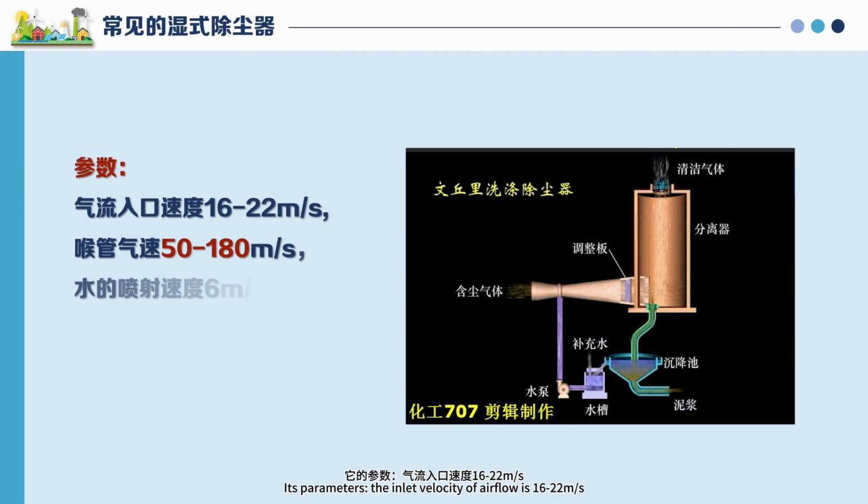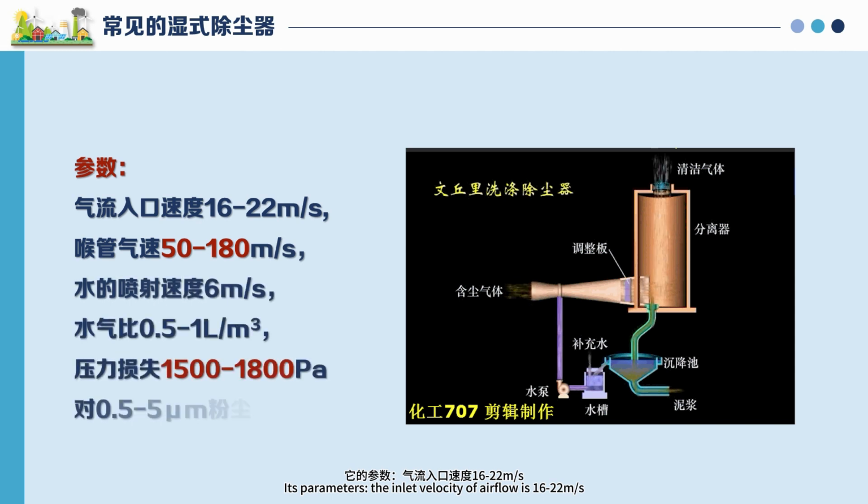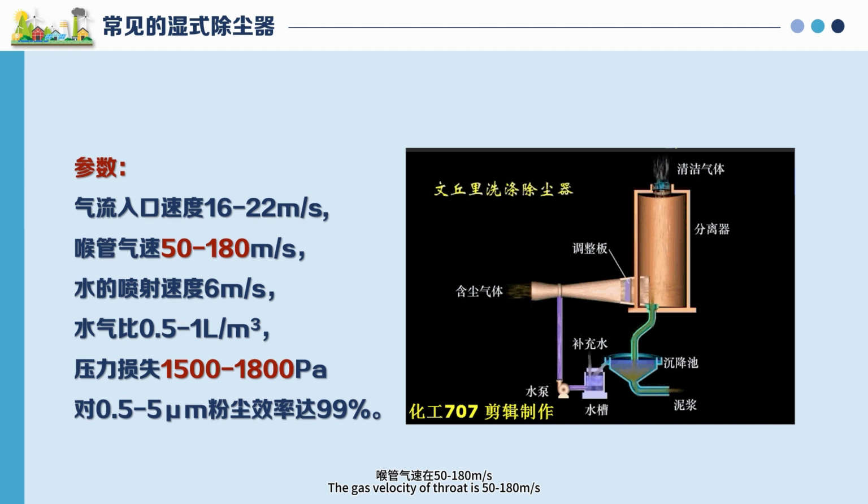Its parameters: the inlet velocity of airflow is 16 to 22 meters per second. The gas velocity of the throat is 50 to 180 meters per second. The water injection speed is 6 meters per second. Water vapor ratio 0.5 to 1 liter/m3. Pressure loss 1500 to 1800 pascals for 0.55 micron dust. The efficiency is 99%.